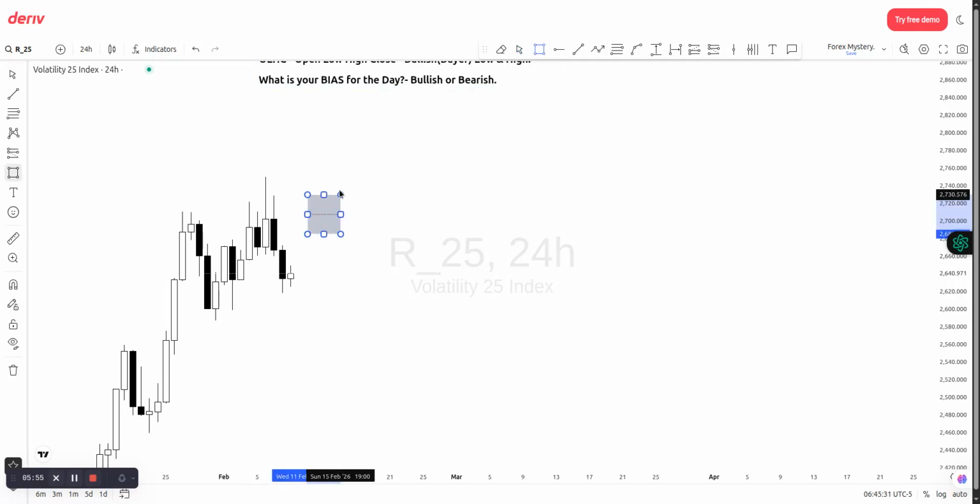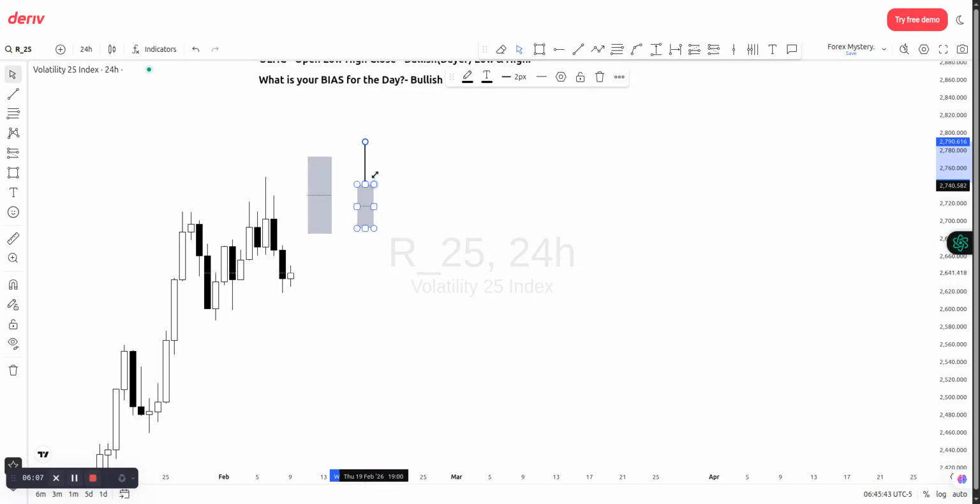There's a difference between a full body candle and one with a long wick. These are two different bullish candles, which you can see here. This one is a full body candle. This one is a little bit like full body, but it is actually a full body candle with a rejection.